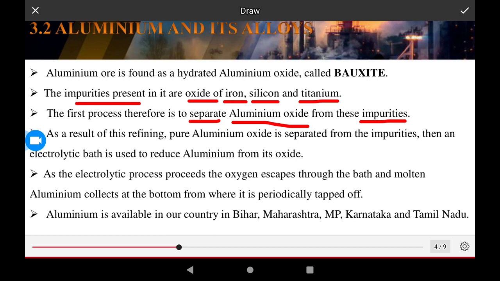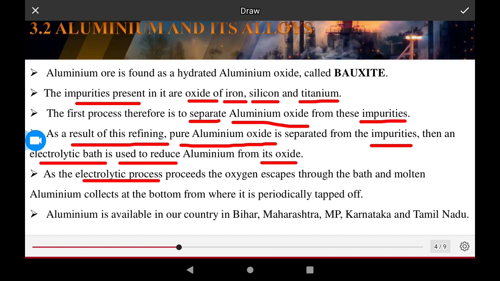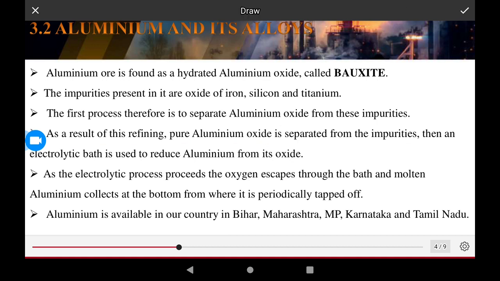As a result of this refining, pure aluminum oxide is separated from the impurities. Then an electrolytic bath is used to reduce the aluminum from its oxide. In this electric process, oxygen escapes through the bath, and molten aluminum collects at the bottom, from where it is periodically tapped off.